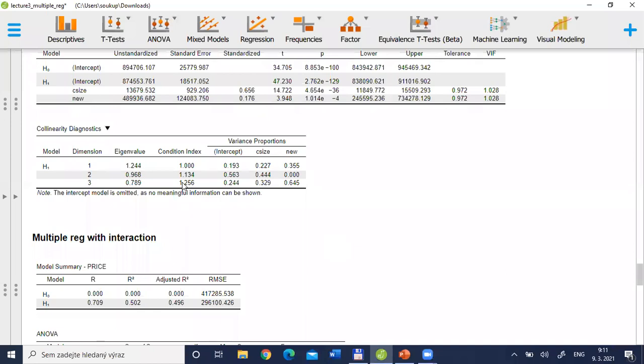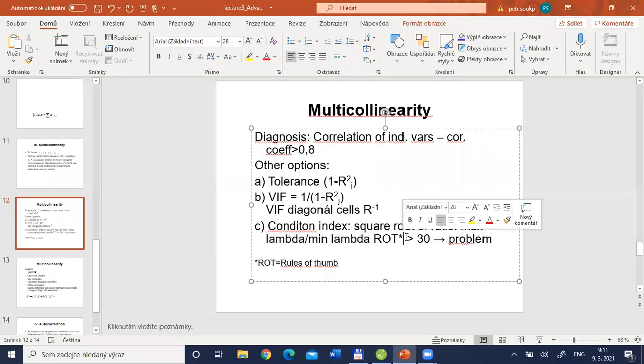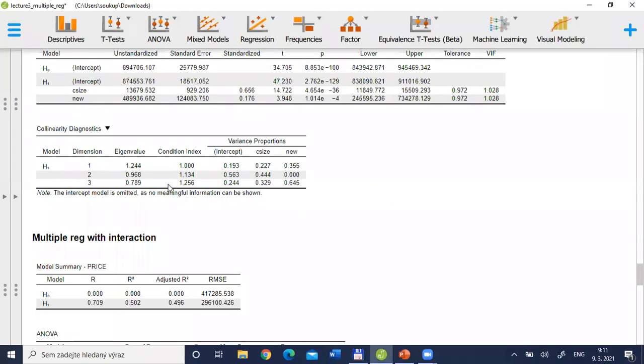And this last value shouldn't exceed 30. That's once again a recommendation. We usually call these recommendations rules of thumb. That's why I'm using the shortcut ROT here. So that's a recommendation that this value shouldn't be above 30. So that's the diagnostics of multicollinearity. So no multicollinearity is present in my data.